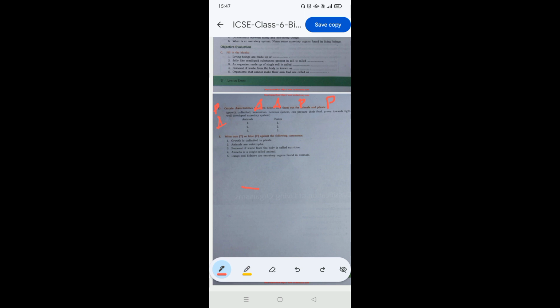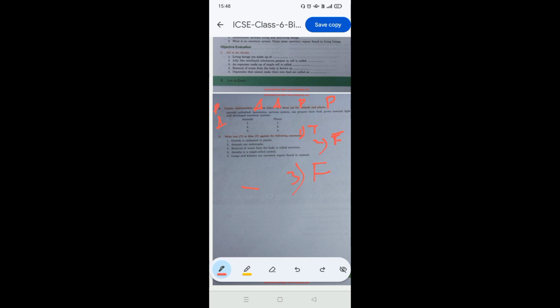Question E. Write true T or false F against the following statements. Growth is unlimited in plants. It is true. So we can just write T for the first question. Second, animals are autotrophs. No, it is false because plants are autotrophs. So for the second question it is false. So F. Third question. Removal of waste from the body is called nutrition. No. Removal of waste from the body is called excretion. So it is false.